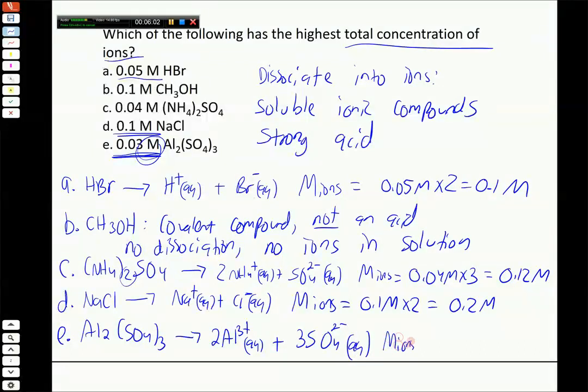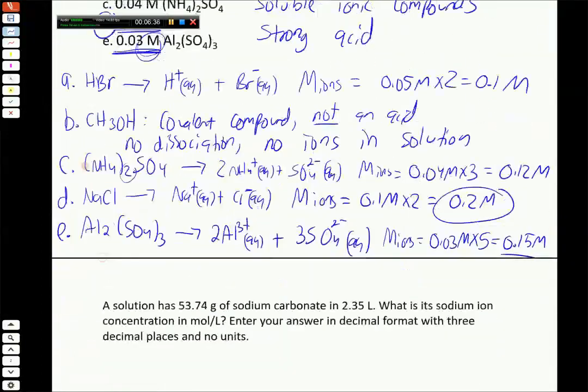So then the molarity of the ions would be the starting concentration 0.03 molar, and we have to multiply it by 5 because there's 5 ions that dissociate from that compound. So that's 0.15 molar, but that's still a little bit smaller than choice D. So choice D is going to be the correct answer, the one that has the highest total concentration of ions. Alright, so that asks us to really understand the concept of how these ionic compounds separate when they dissolve in the solution and get these different concentrations of ions depending on the formula of the compound.